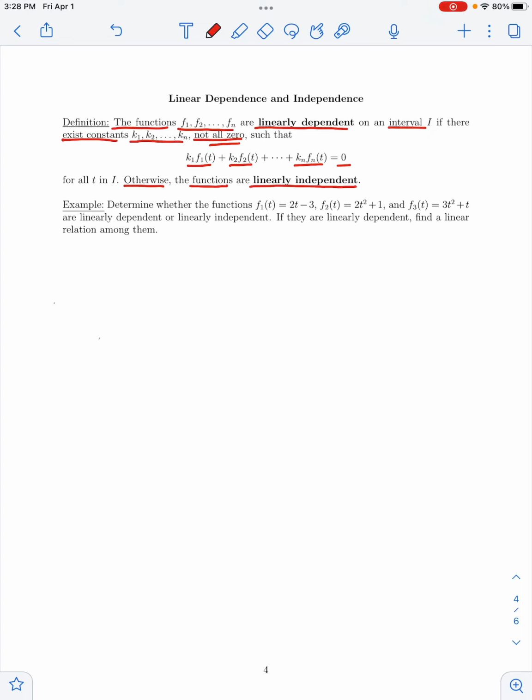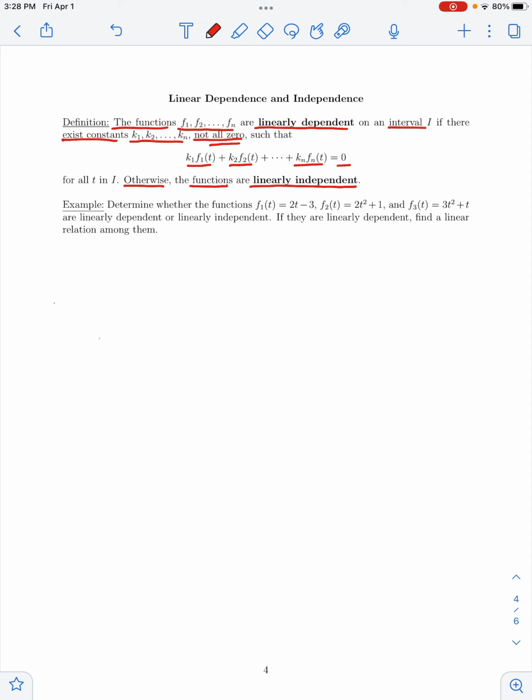So essentially what linear dependence means is that there is some linear combination of these functions which is equal to 0. Or another way to think about that is that one of our functions could be written as a linear combination of the others. In that case, they are said to be linearly dependent. Otherwise, the functions are called linearly independent. So if the only way for that linear combination of functions to equal 0 is for all of the constants, k1, k2, up through kn to equal 0, then these are said to be linearly independent.